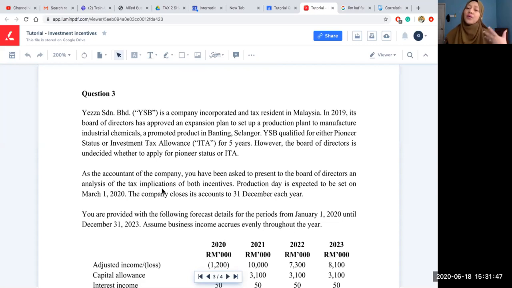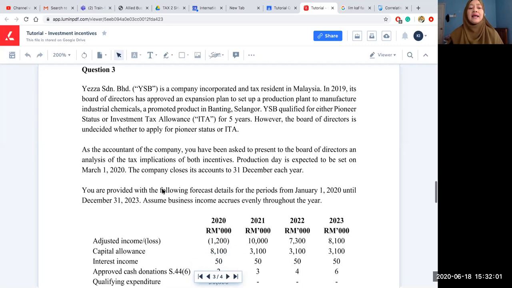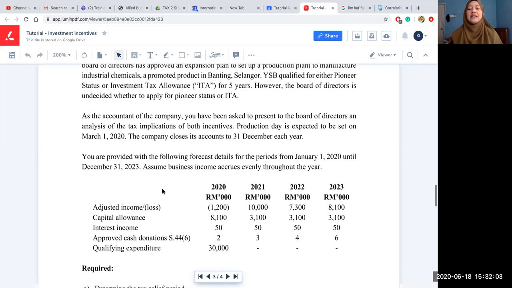So this is the kind of question that you will see in your final exam. Alright, because we give you one scenario, 5 years period, you have to do both Pioneer status and ITA. Then you have to advise which one is better for the company. As the accountant of the company, you have been asked to present to the board an analysis of the tax implication of both incentives. Production day is expected to be set on March 1st, 2020. Company closes account on 31st December each year.